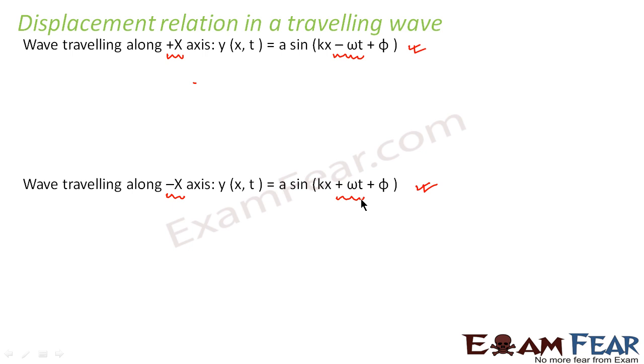Now you must be thinking, why is it so? When it is moving along positive x-axis, why did we only change the sign of omega t? Let us derive this. Now this expression, you can also write it in this form.